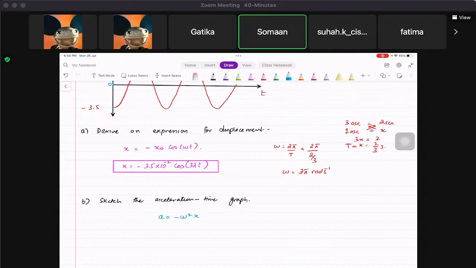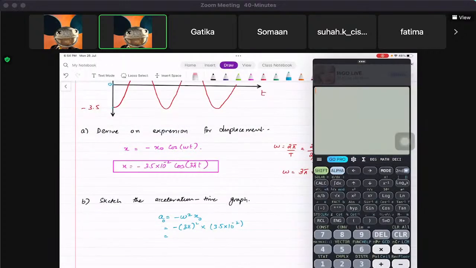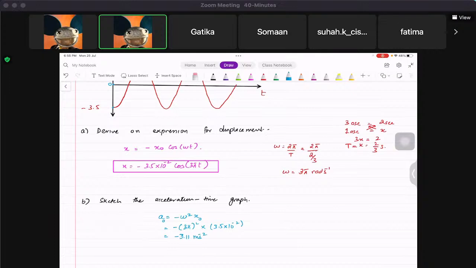So if I want to find the maximum acceleration, I want to put the maximum displacement, right? I have omega already, which is 3 pi whole square, and displacement is 3.5 times 10 raised to minus 2. Okay, like that. So first I want to find the value. I'll do that using minus 3 pi. Always use the pi from the calculator, never use the other one. So I'm getting acceleration to be minus 3.11 meters per second square. That's enough for me.